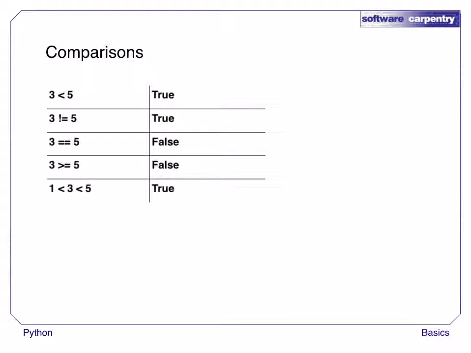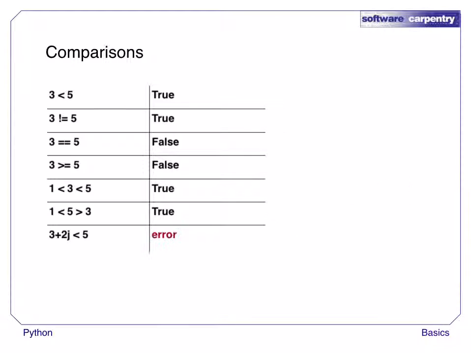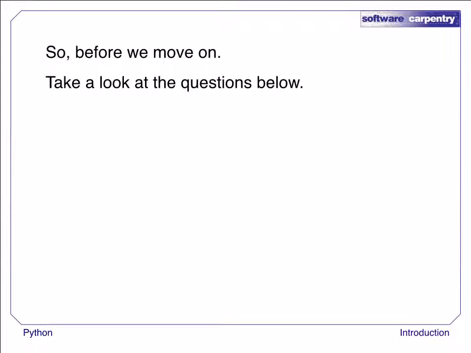And unlike most programming languages, Python allows inequalities to be chained together just as we do in maths. And we can even change the sense of the comparison halfway through, but please don't, it's very hard to read. And please don't try to do any kind of comparison on complex numbers other than equality and inequality. It doesn't work in Python any more than it works in maths. So again, before we move on, please take a look at the questions below.